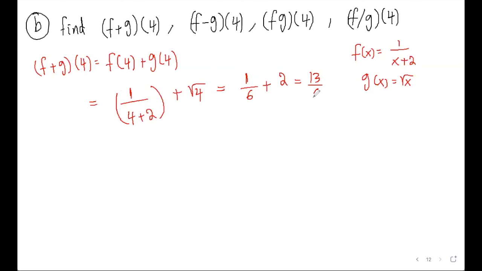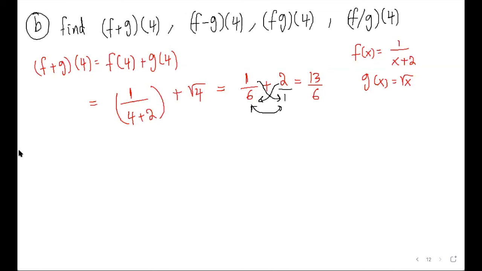And this is equal to 13 over 6. We do cross multiply. Actually, this is over 1. Cross multiply: 2 times 6 is 12, 1 times 1 is 1. 12 plus 1 is 13 over 6. This is a review from the first chapter.